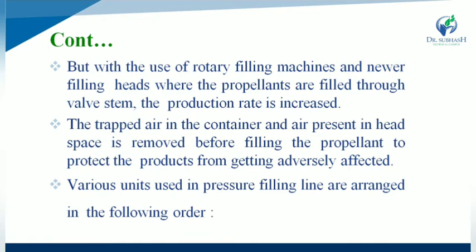So, by using a rotary filling machine as well as newer filling heads, propellant is filled with the help of the valve stem, and the production rate is increased. Trapped air in the container and air present in the head space are removed before filling the propellant, to protect the product from being adversely affected. The various units used in pressure filling lines are arranged in the following order.